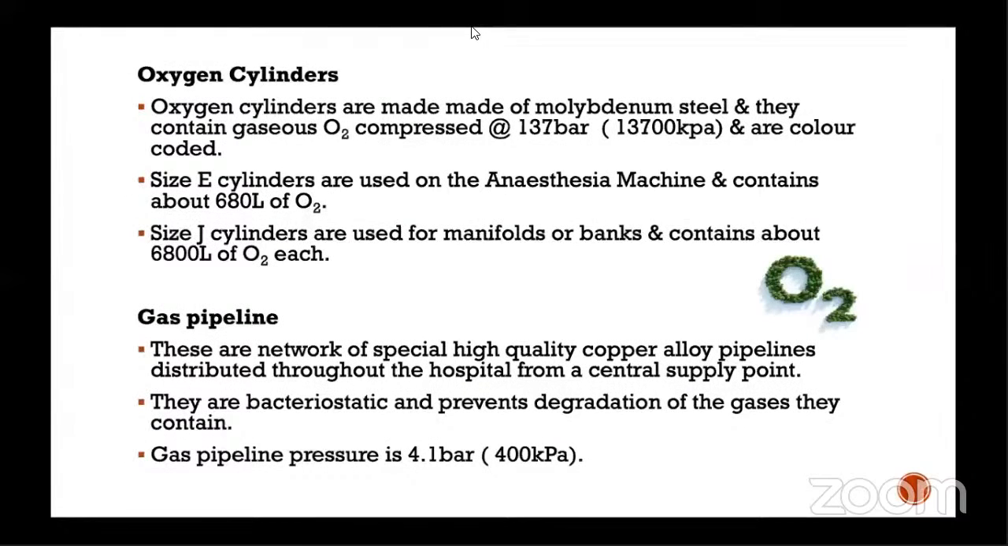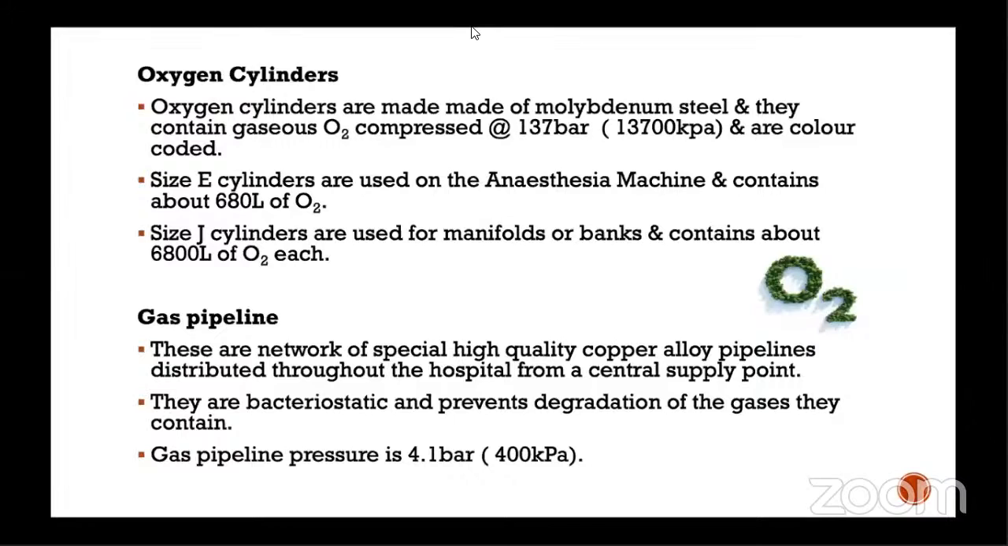Now let's talk about the oxygen cylinder. They are made of molybdenum steel, and gaseous oxygen is compressed to about 137 bar in a cylinder. The cylinders are color-coded, with different countries having their own color codes. In Nigeria, we use a black cylinder with a white shoulder.